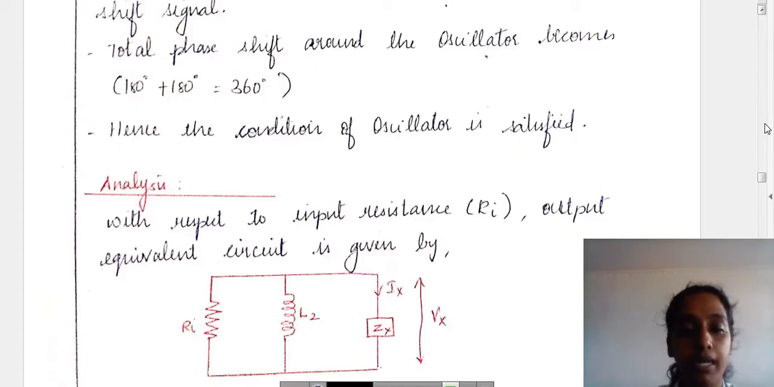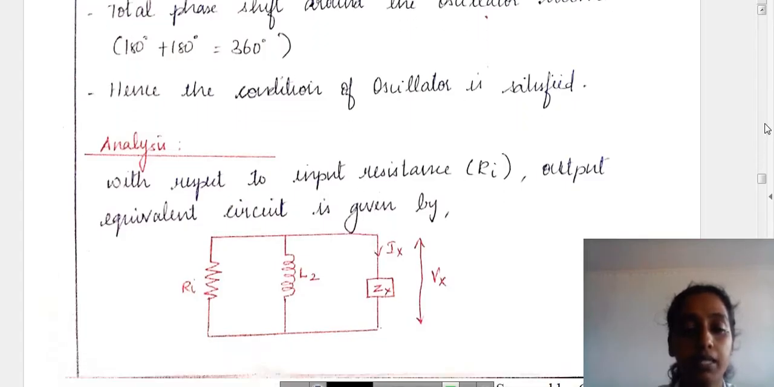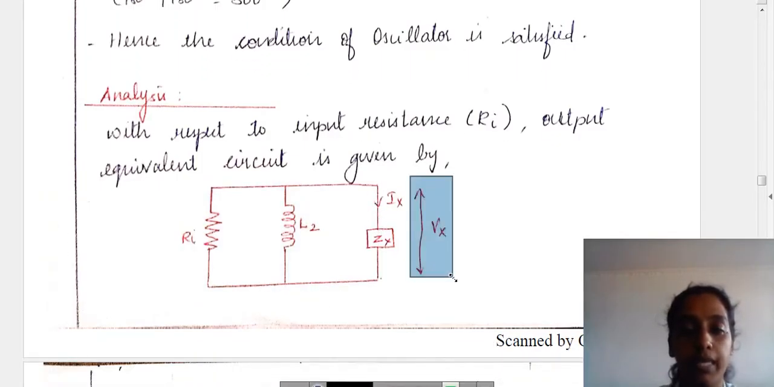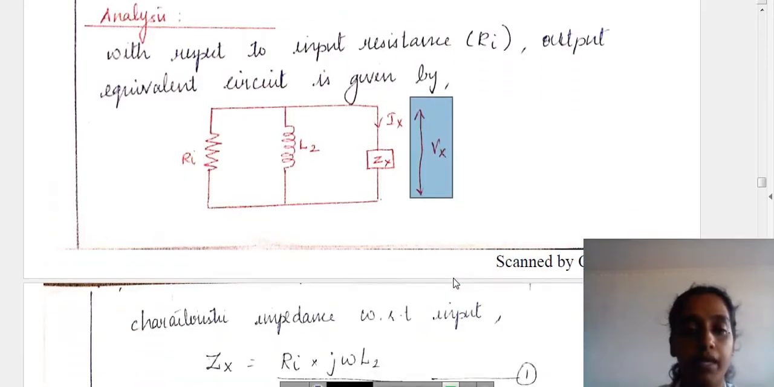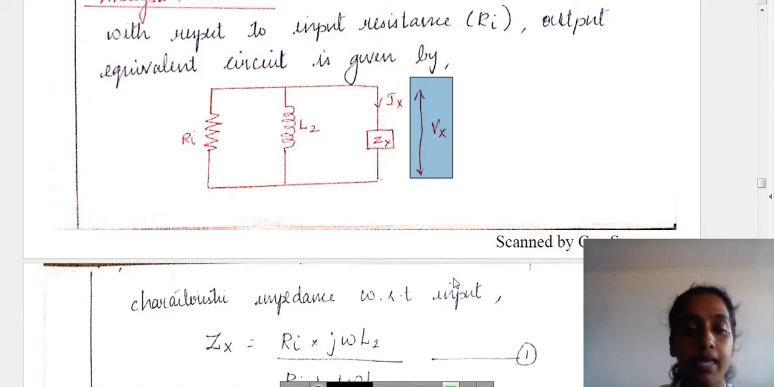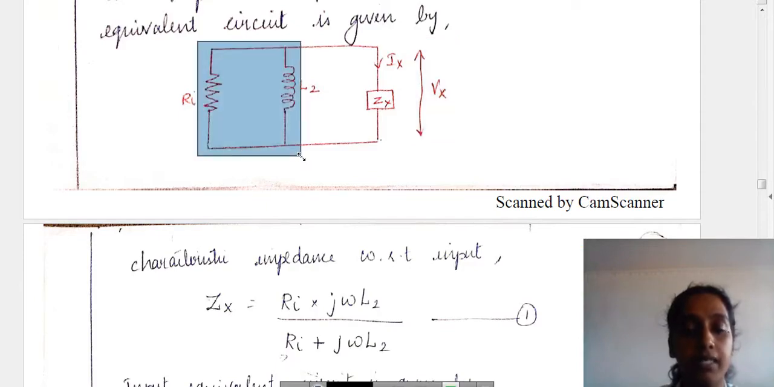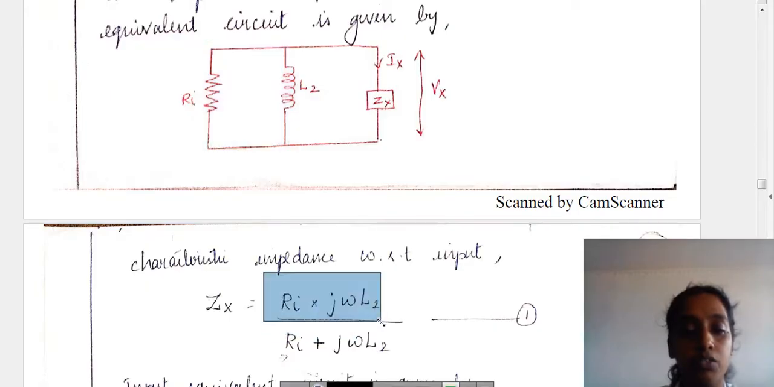Now let us see the circuit analysis. Consider the equivalent circuit. Consider the resistance as Ri and the output inductor L2. Let me take the output voltage Vx, and it has an impedance Zx. The impedance Zx can be calculated as follows. Here Ri and the inductor are connected in parallel. So we can write Zx = Ri × jωL2 / (Ri + jωL2).